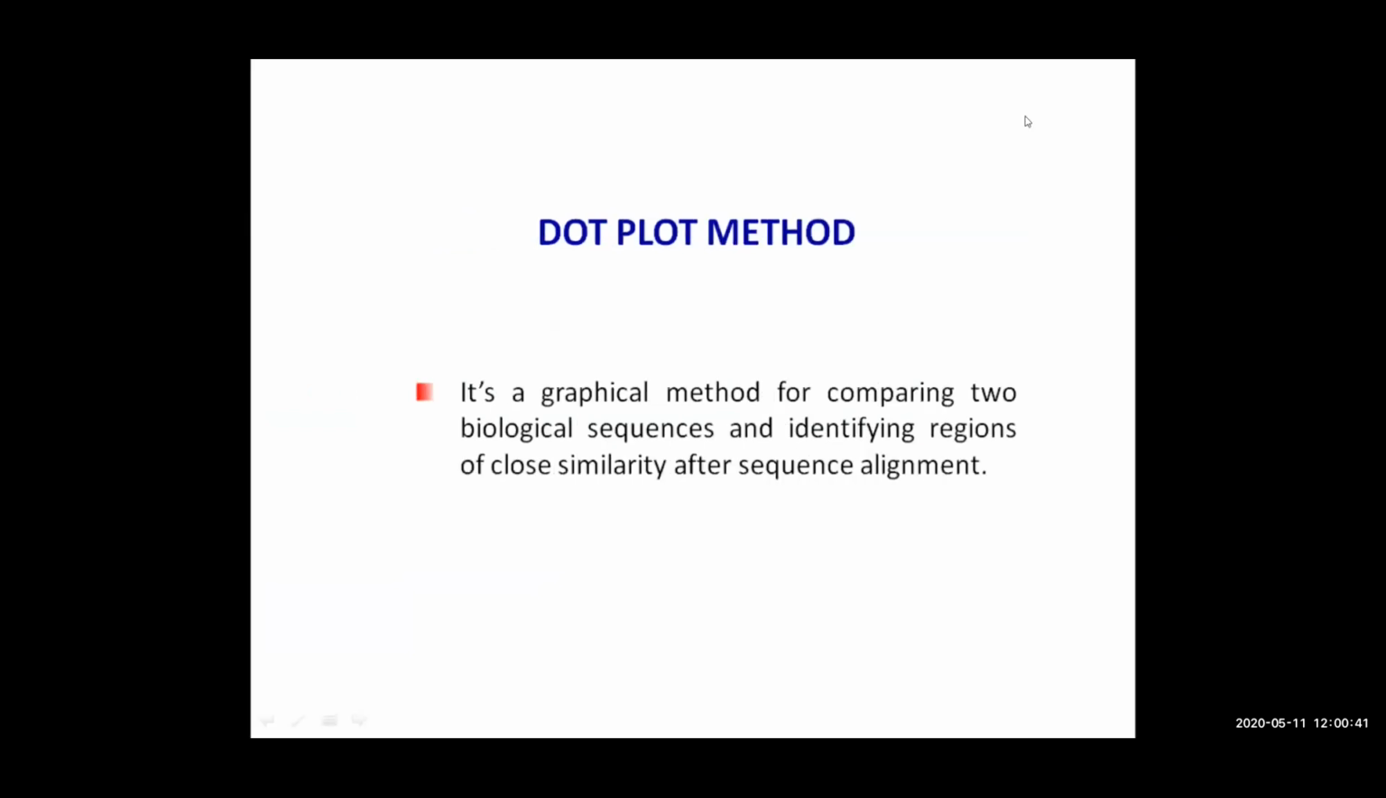So next we'll be discussing another method, what is called the dot plot method. Many software or online tools also take into account this method for doing sequence alignment. Of course, the dot plot method is a common method used not only for sequence alignment in bioinformatics, but similar methods are also used in physical sciences, in mathematics, in statistics, and in other branches of material sciences. So today we shall discuss this graphical method for comparing two biological sequences for identifying regions of close similarity after the alignment is done. So this is also a third alternative which can be used.